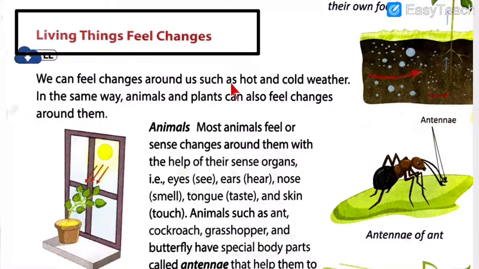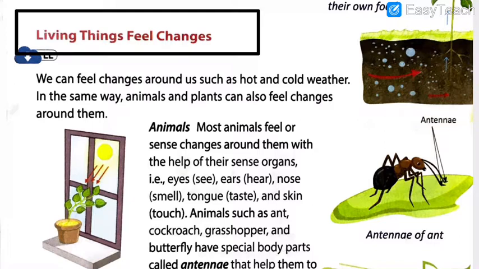We can feel changes around us such as hot and cold weather. In the same way, animals and plants can also feel changes around them. Now, what will happen if you throw a hot bucket of water on a dog? The dog will just run away, correct? So even animals and plants can feel the changes in different ways.